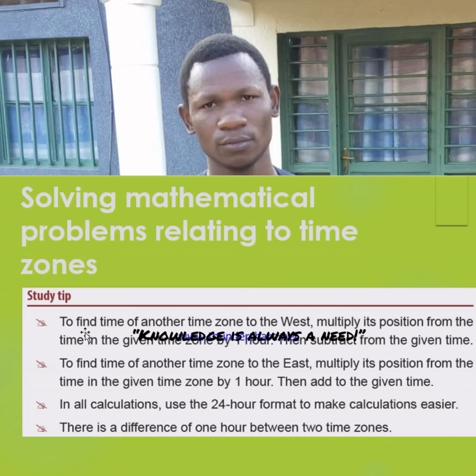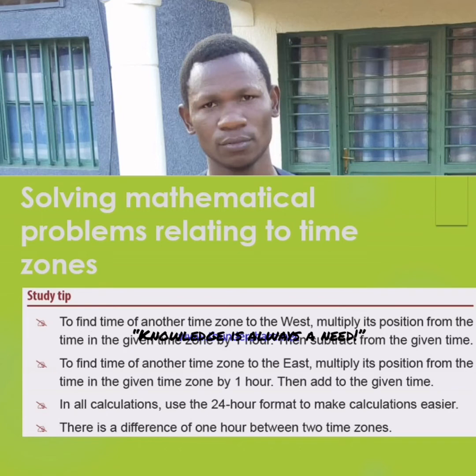In all calculations, use the 24-hour format to make calculation easier. Remember the previous lesson, we have learned how to convert from 12-hour format to 24-hour format. I think you remember it. The last point: there is a difference of 1 hour between two time zones. So the difference of 1 hour will be the one to help us tell the time of a town, the time of a region in the east or west.